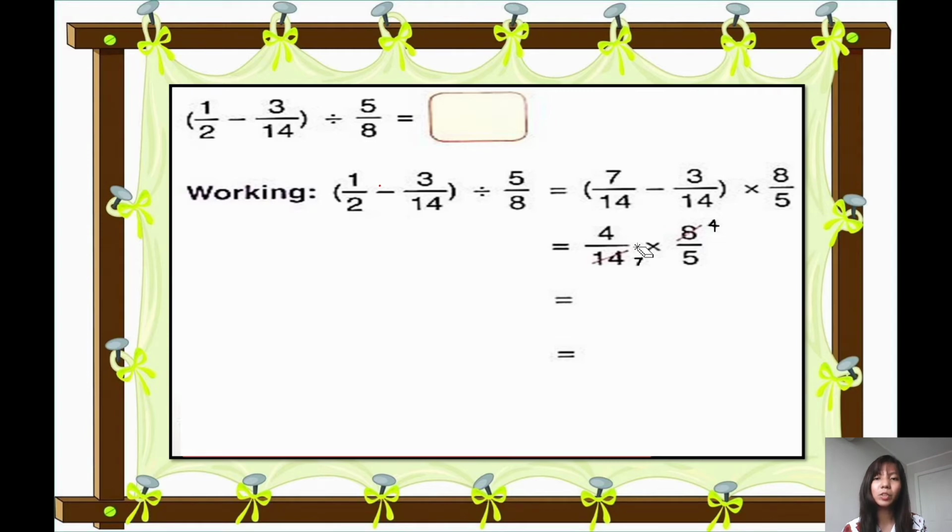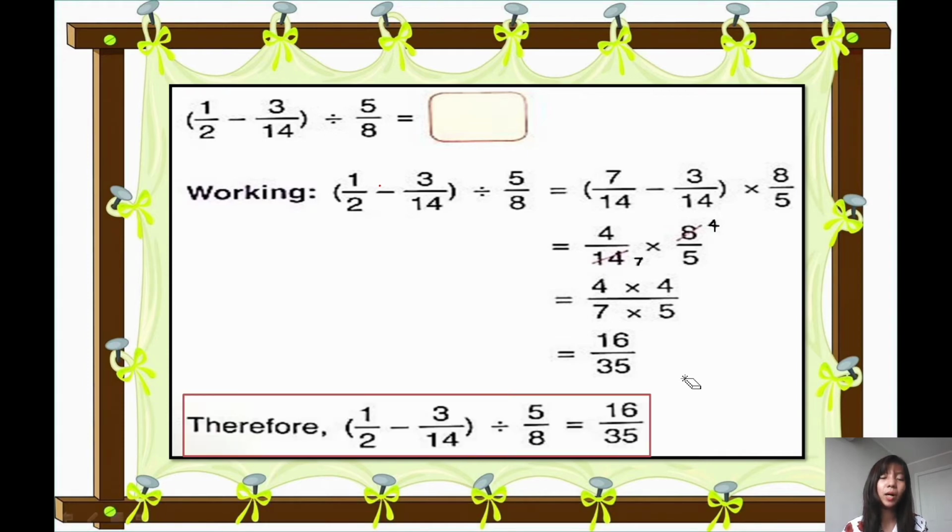So now let's multiply. So 4 times 4 and then 7 times 5. So 4 times 4, 16. 7 times 5, 35. So therefore, the quantity of 1 over 2 minus 3 over 14 divided by 5 over 8 is equal to 16 over 35. Okay, do you understand? Of course you do.